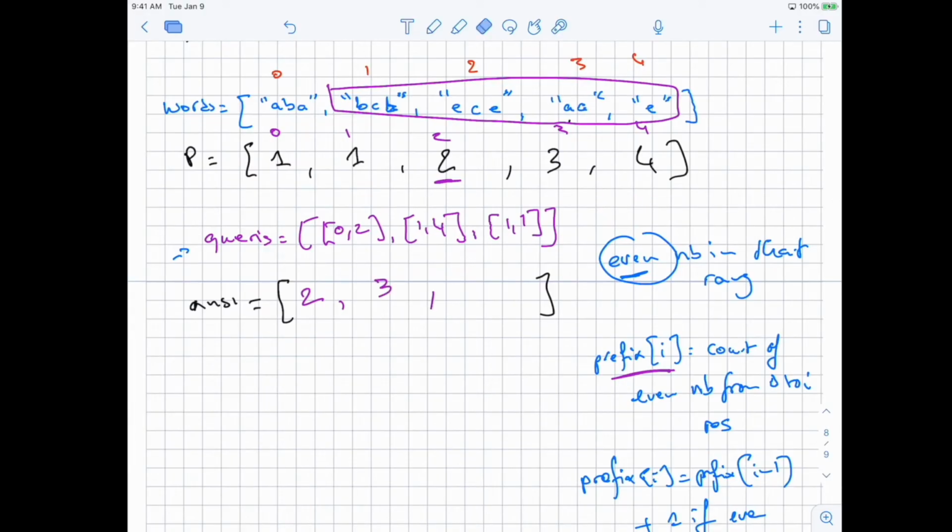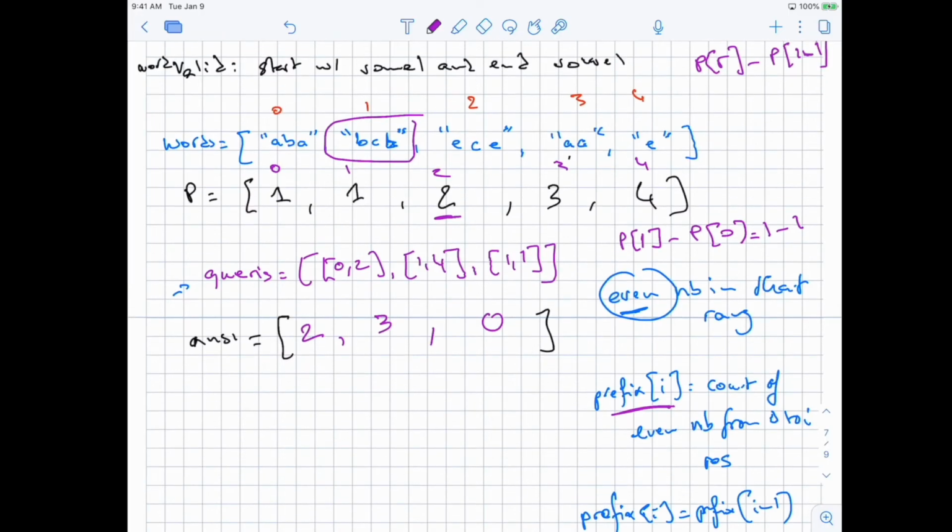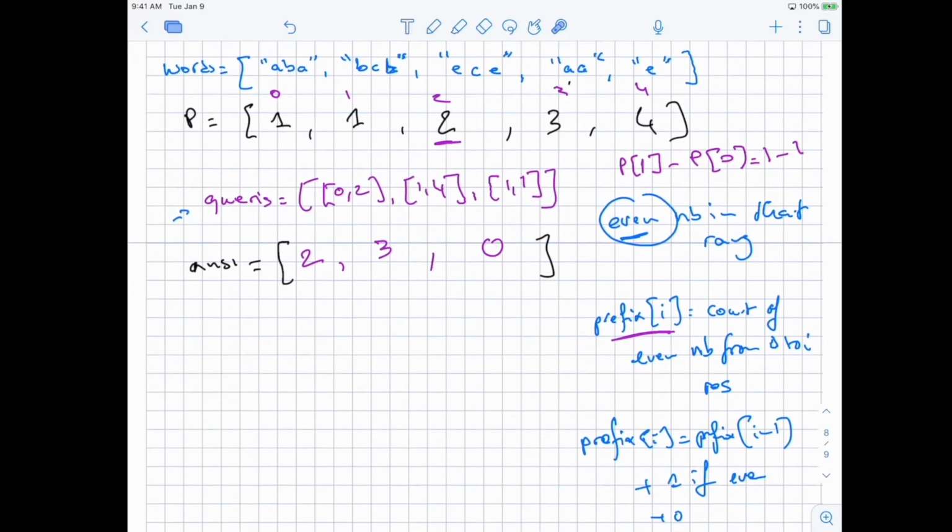Okay, let's go to the next query. So the next query is for 1, 1. So it's just this one. So it's just prefix of the right place, which is prefix of 1, minus prefix of L minus 1, which is 0. So this is just 1 minus 1, so it's 0. And this is, if you take a look, the right answer because this one is not valid, so it's 0. Okay, and this is the final answer, right?